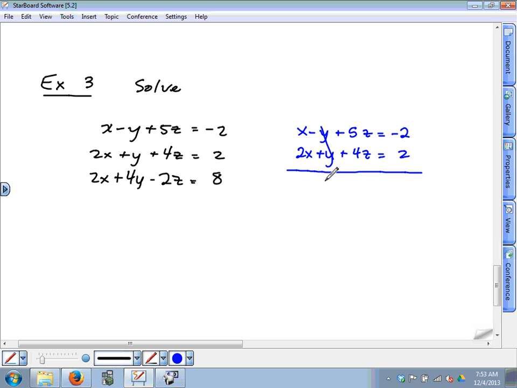Let's see, if y is gone, then we have the equation 3x plus 9z equals 0. All right, we eliminated y. We've got to eliminate y again from two other equations. Top and bottom again. Multiply the top one by, let's see, +4. That should work. That becomes 4x minus 4y plus 20z equals negative 8.